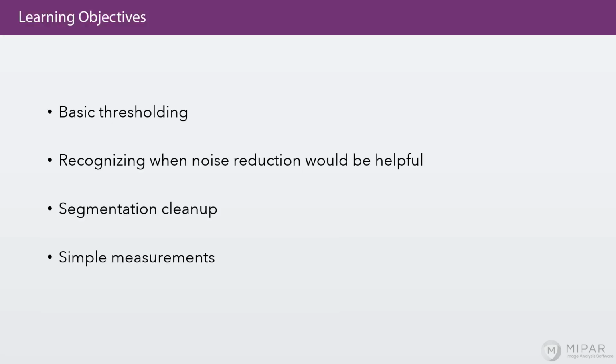So some objectives for the lesson, things that we'll learn as we build our recipe. First is just basic thresholding, how to differentiate your features from the background based on grayscale intensity. After we try this basic thresholding, we'll recognize when noise reduction would be helpful. And then we'll do some very simple segmentation cleanup and then perform some measurements at the end. So let's move over to MIPAR.